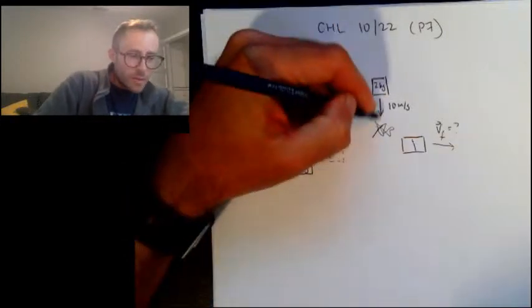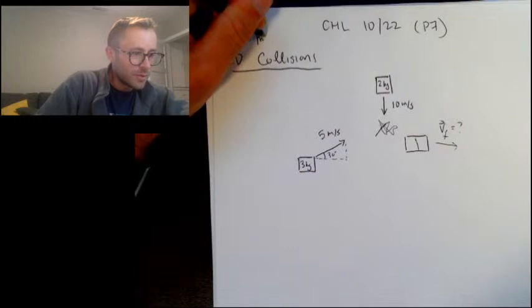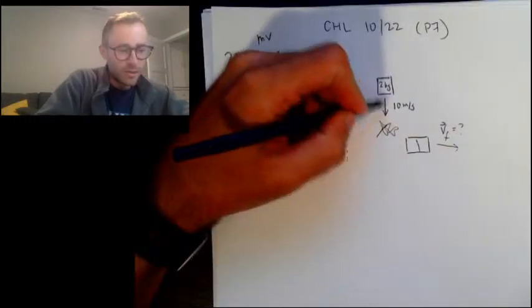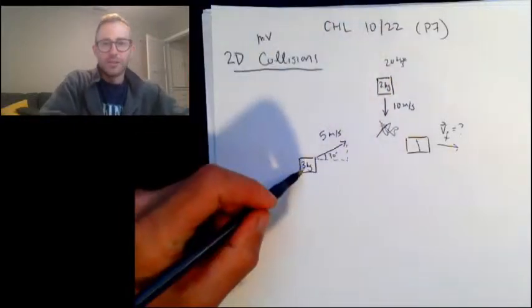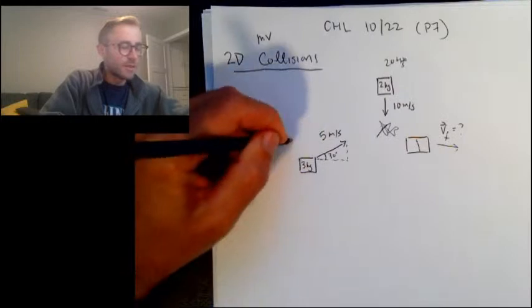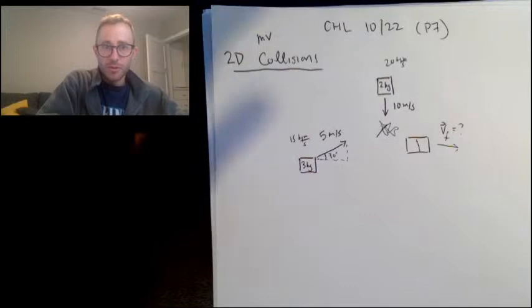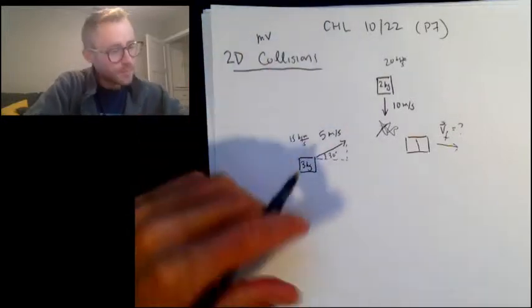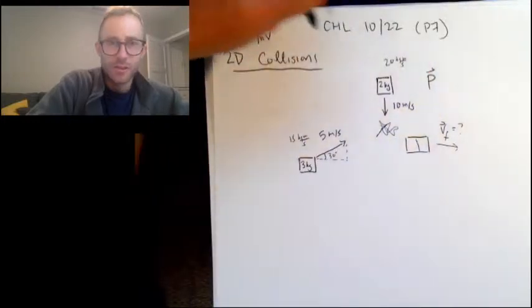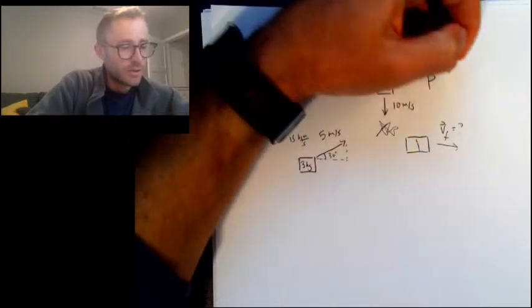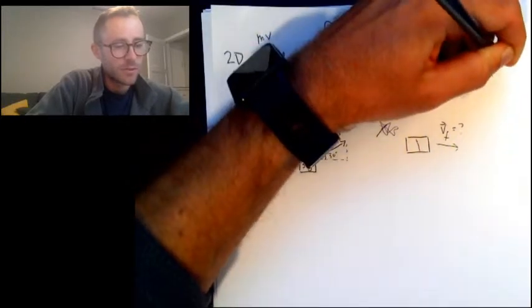So I know that the magnitude of this momentum, remember momentum is mass times velocity, is going to be 20 kilogram meters per second. The magnitude of this momentum is going to be 15 kilogram meters per second. But I've got to put the directions in because these are vectors. Well, this one is going downward. So this one has a momentum vector in the negative j direction. So that's going to be minus 20j kilogram meters per second.